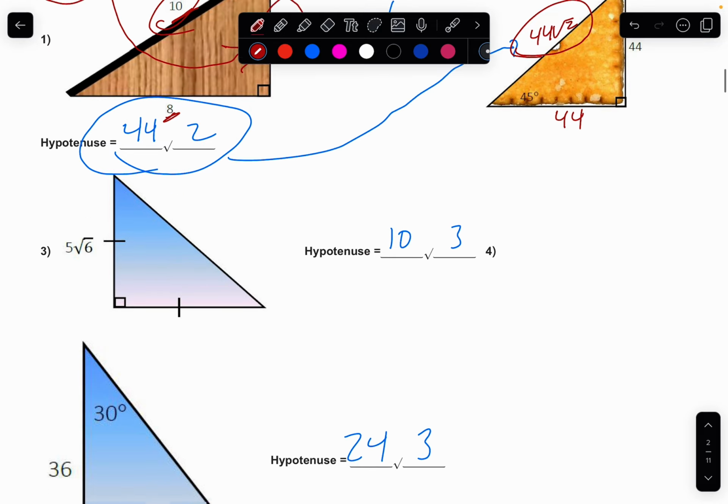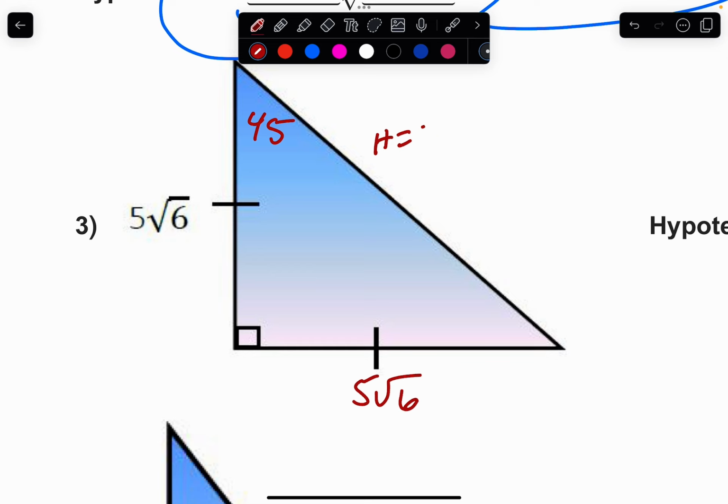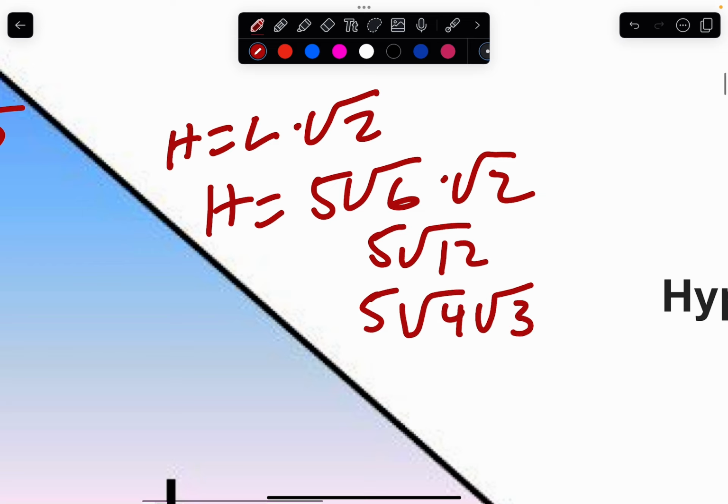All right. Down here, this is also 45, 45, 90. If these 2 sides are equal, then you know that these angles have to be 45s. So this is 5 root 6. Remember that the hypotenuse equals the leg times root 2. So it's going to be 5 root 6 times root 2. You can do this a few ways, but like this is 5 root 12. That's not simplified. I'm going to break 12 into 4 and 3.